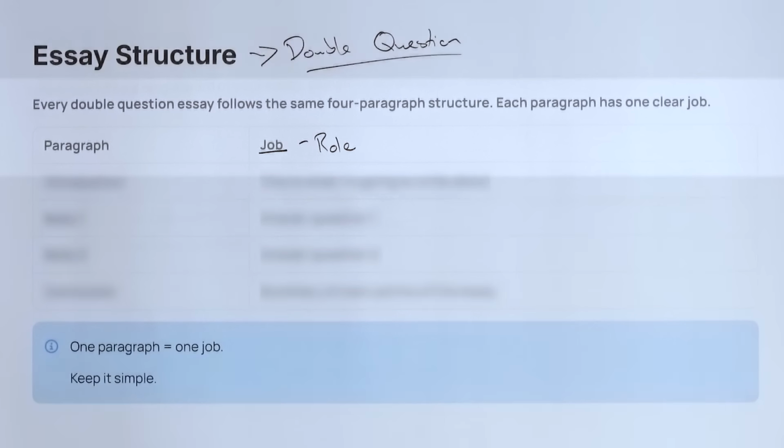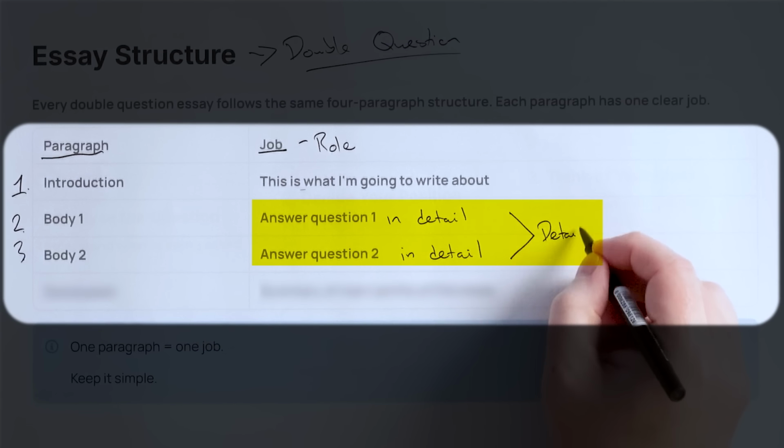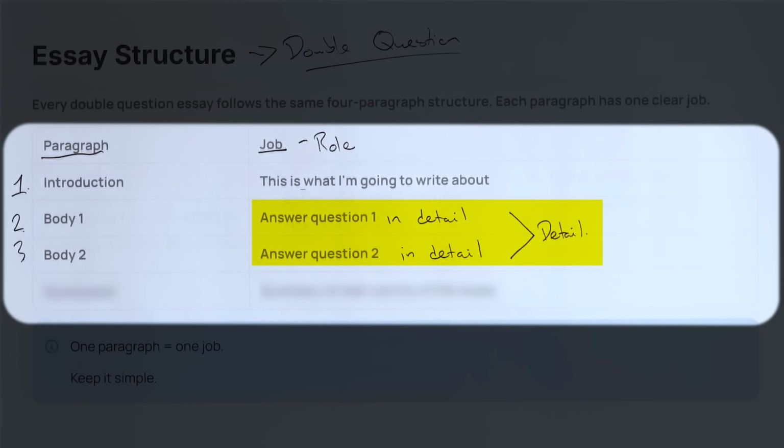It shouldn't be sitting there doing nothing. So the job, or the role, of the first paragraph, paragraph number 1, is your introduction. You are telling the examiner, this is what I'm going to write about. This helps the examiner understand what is coming up next. The body paragraphs' role is to give detail, to give things like explanations and examples.